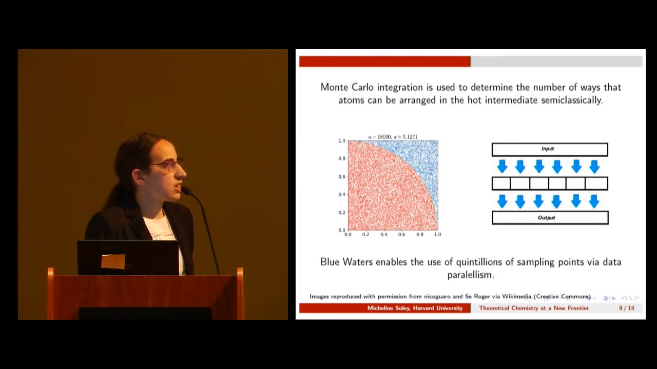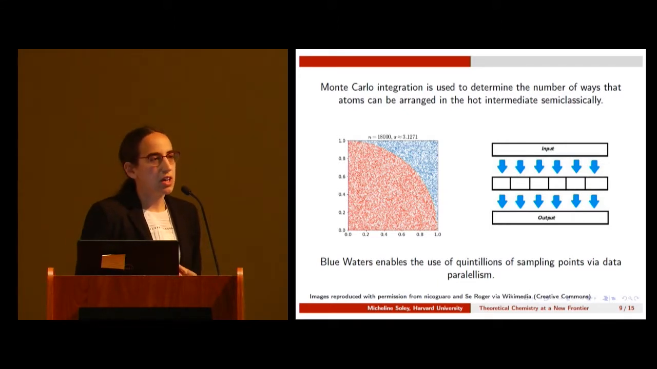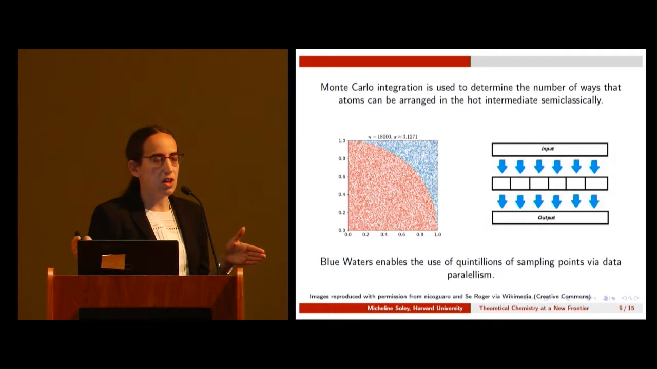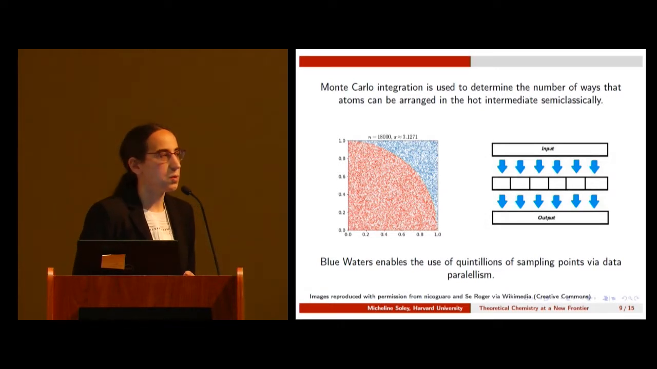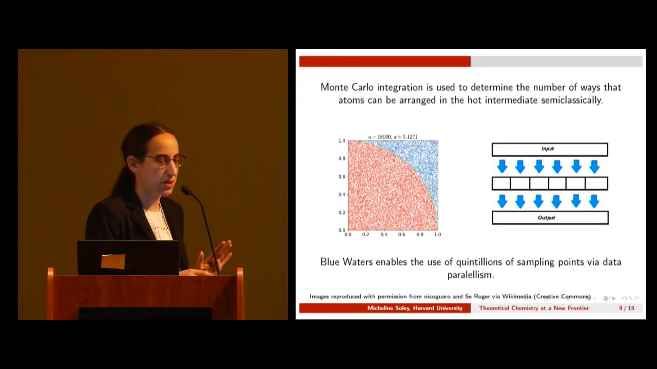And in order to make this more computationally effective, we use Blue Waters and data parallelism to simulate the Monte Carlo integration. So instead of having one single core look at all of the different possible configurations of the atoms, we spread the different tests along different cores. And so in this way, we can actually simulate quintillions of sampling points effectively and very quickly on Blue Waters to get a well-converged integral for the number of different possible configurations of atoms there are. So that's the hot part, done semi-classically.